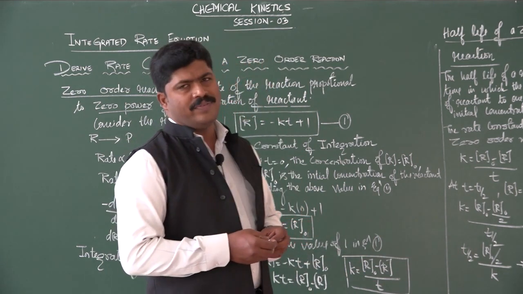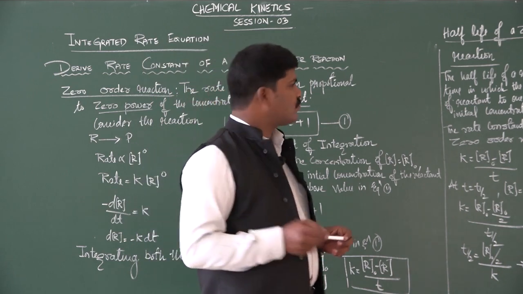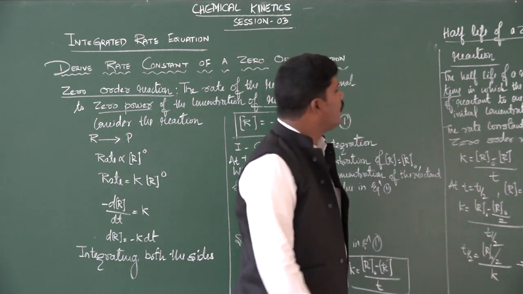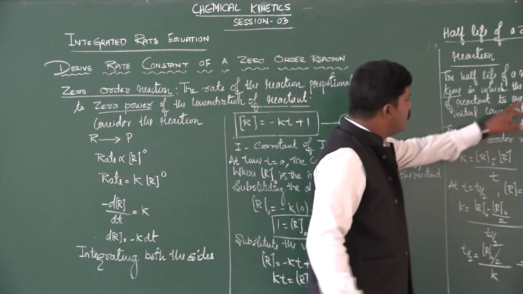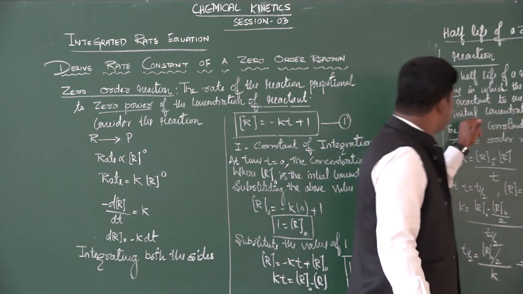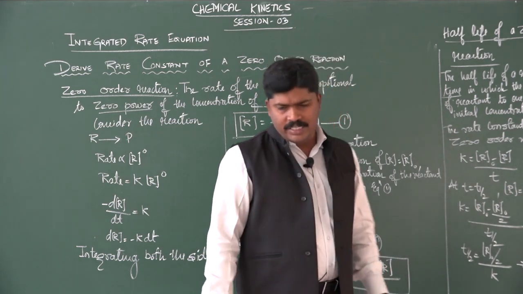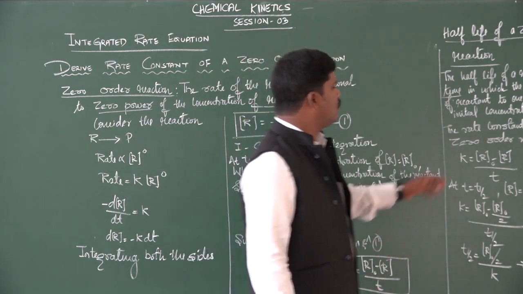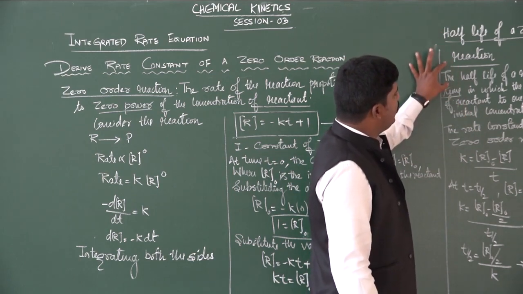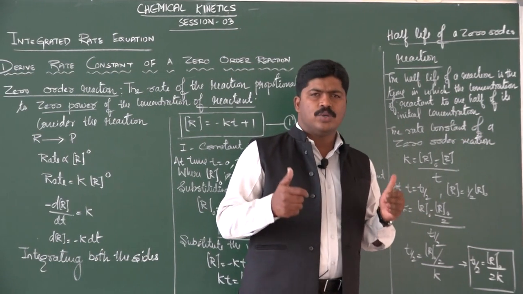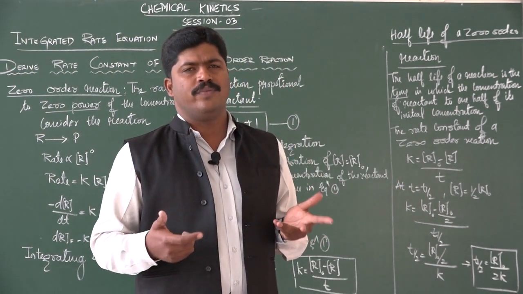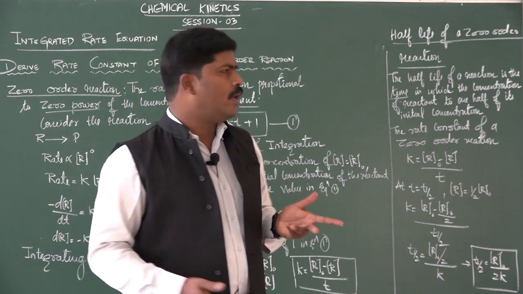The half life of a reaction is just the time taken, very important for us, the time in which the concentration of the reactant falls to 1/2 of its initial concentration. What is the initial concentration? Initial concentration is R naught. So, what is half life? The time taken to reduce to half of its initial concentration is known as half life. So, we want to find the half life of a zero order reaction.